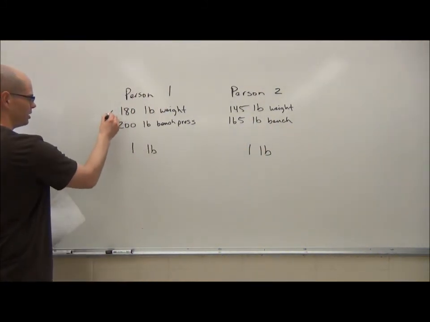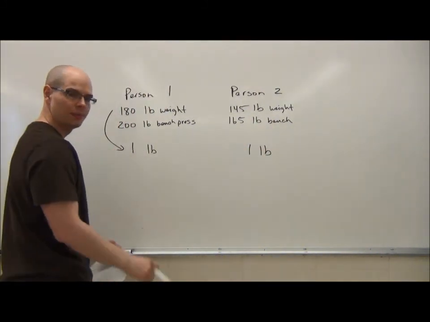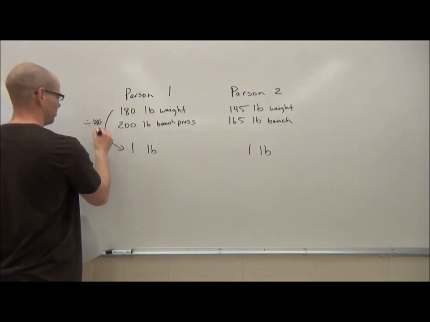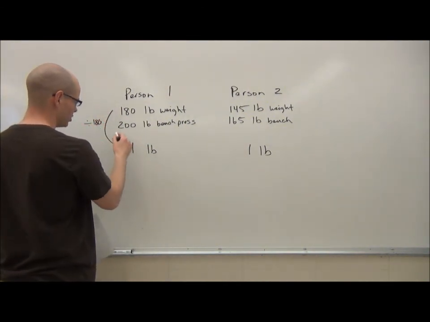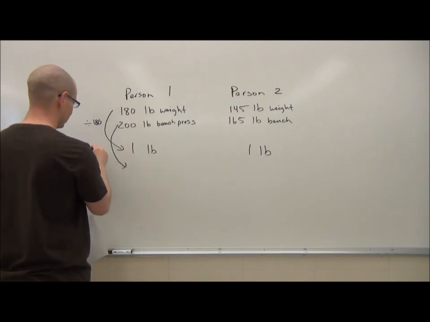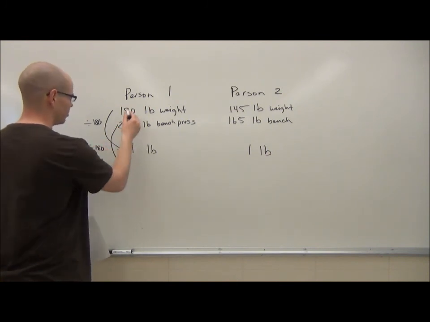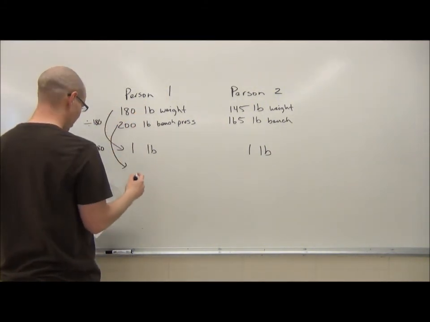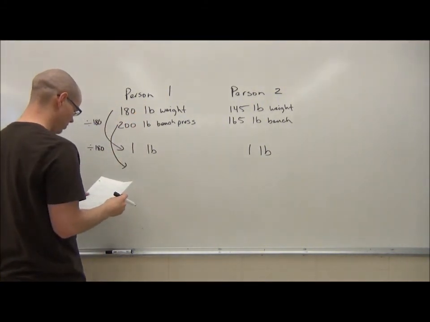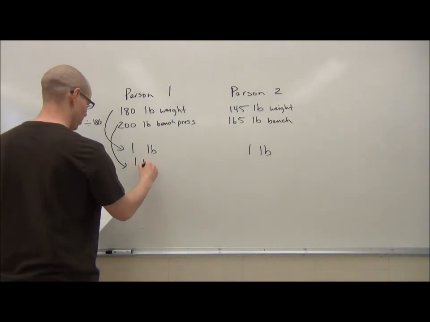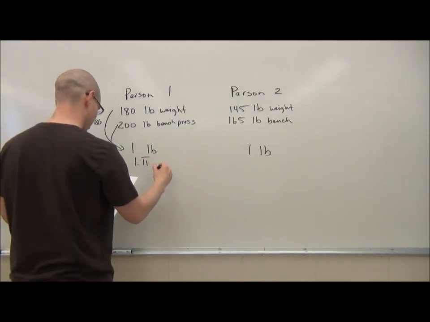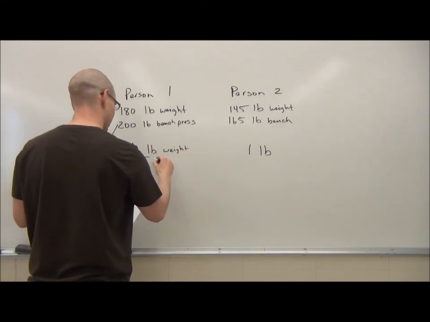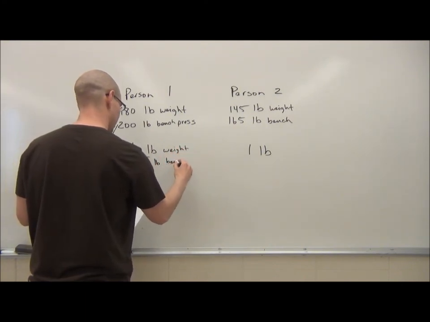So to go from 180 to 1 pound, I divided by 180. To see their bench press, I'm going to have to divide that by 180 as well to keep the ratio the same, right? Because there's a ratio between their weight and their bench press. If you divide 200 by 180, you get 1.11 repeating. This is their weight in pounds, and this is the bench press.